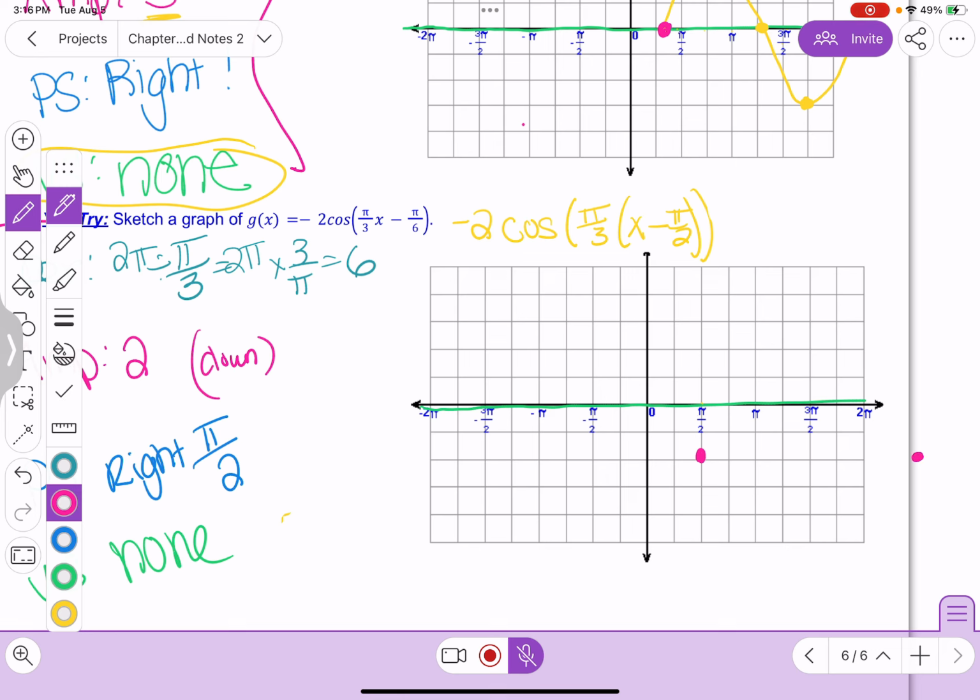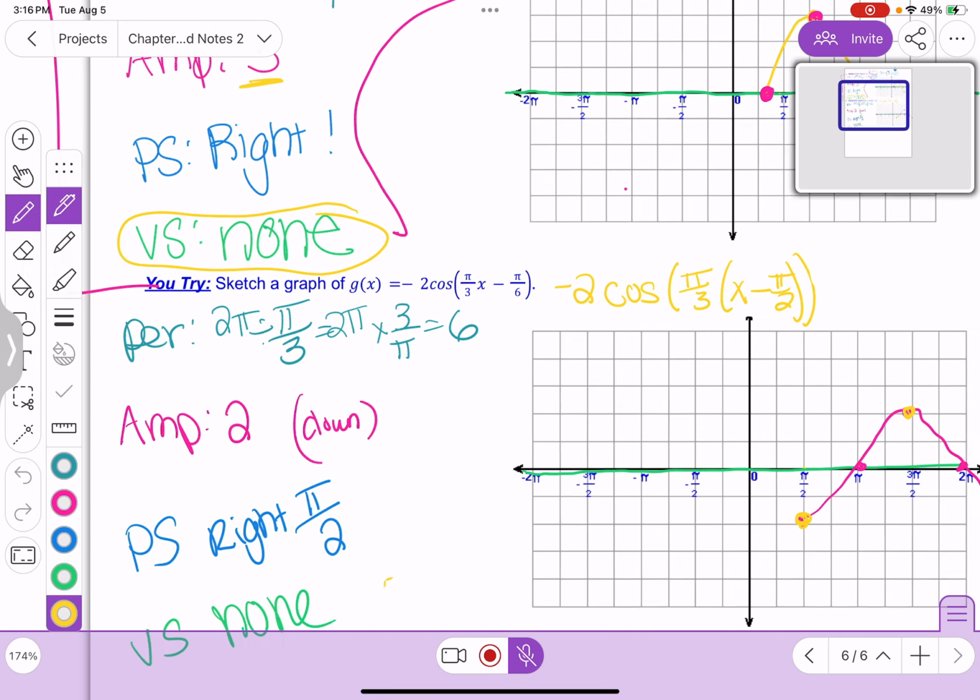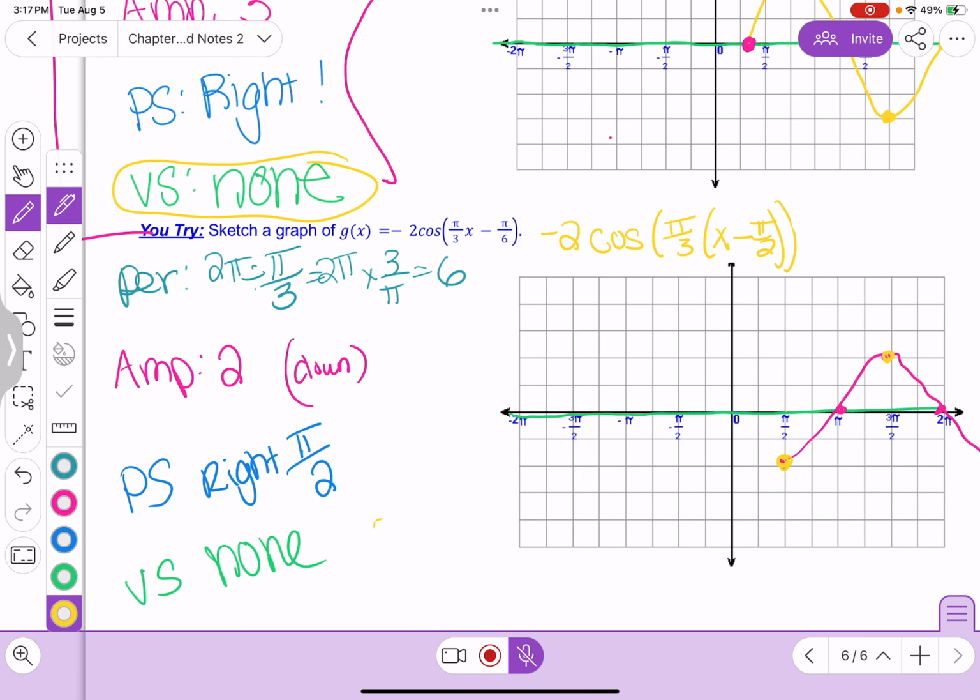Which means the maximum's in the middle. 1, 2, 3, 4, 5, 6, 7, 8. So about here, and about here. So it's going to look something like this. And again, you'd graph these two. But if you showed me your notes and the scales weren't good, I would give you credit.